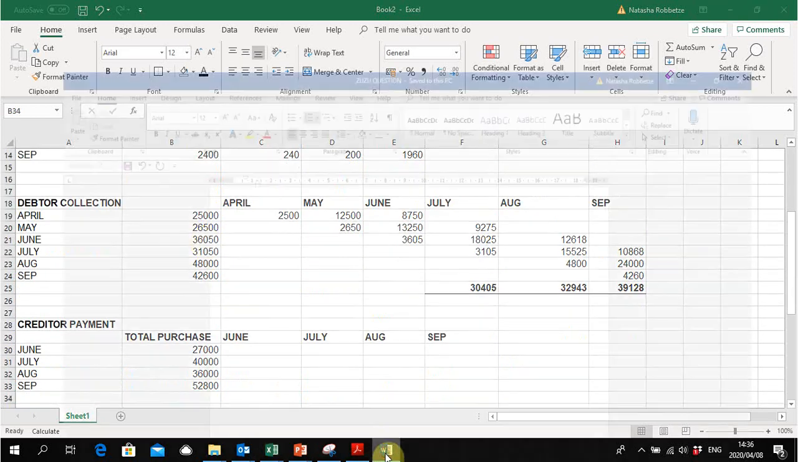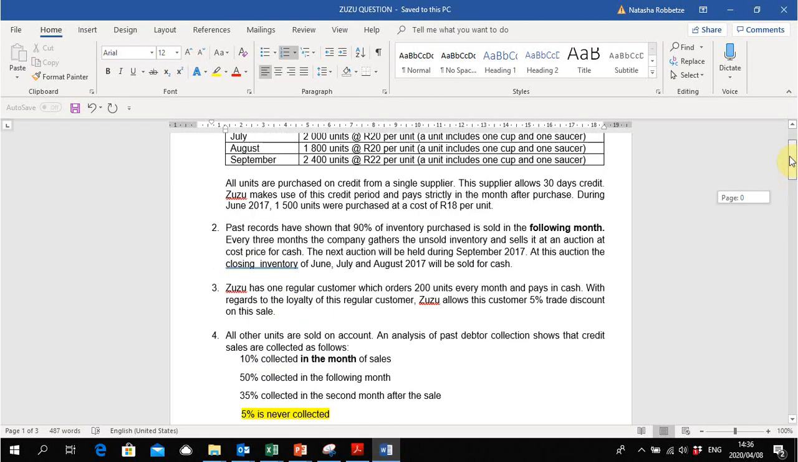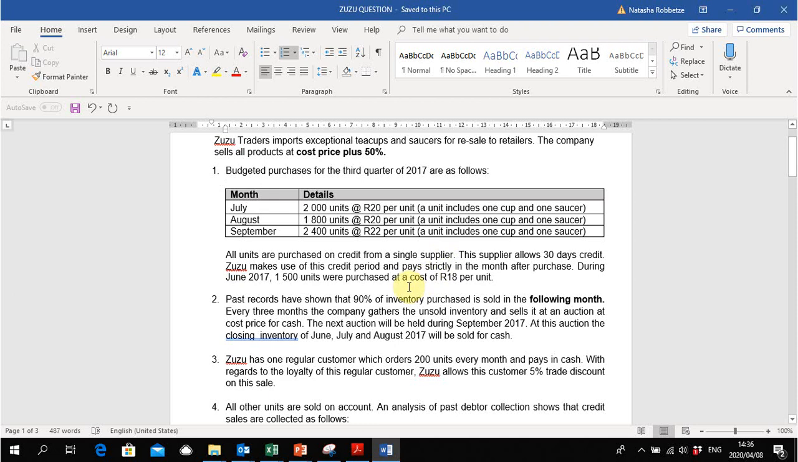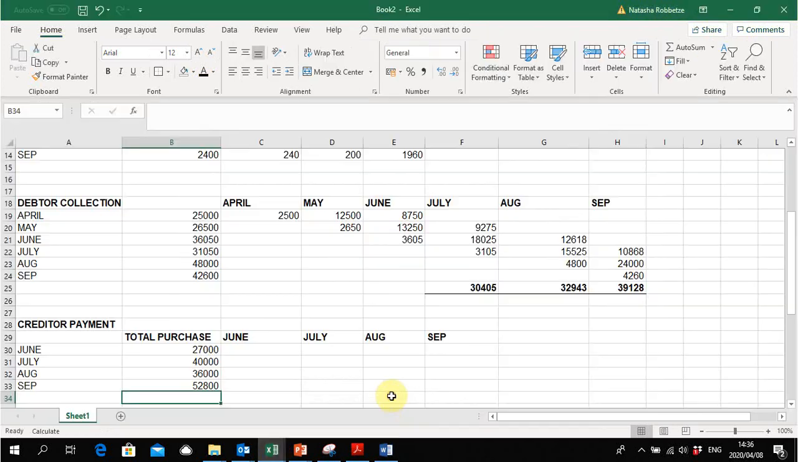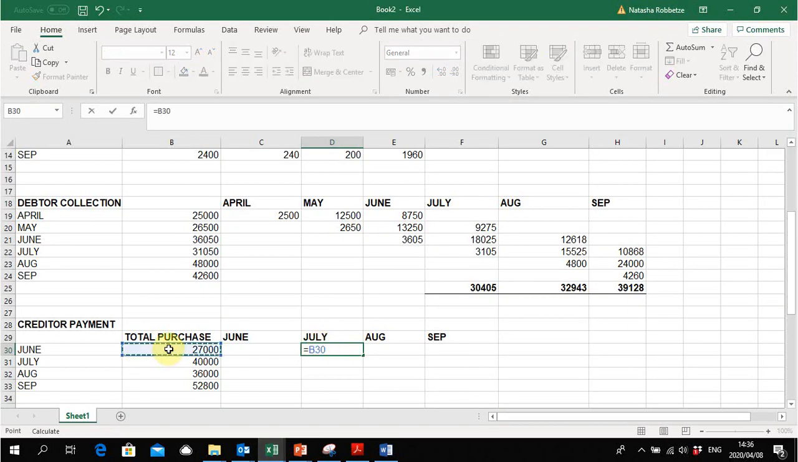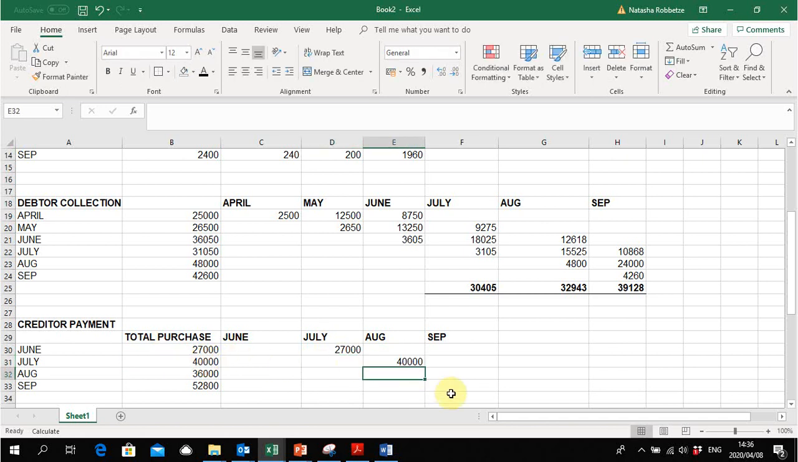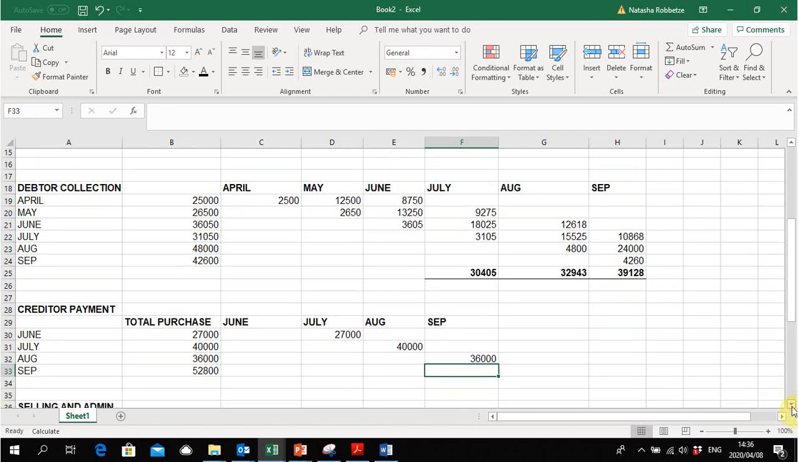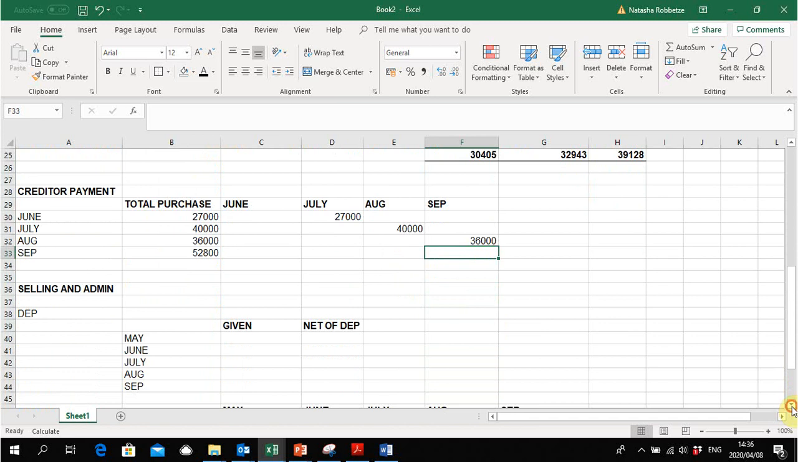We are told in the introduction of the question that we have a credit period and that we pay 1 month after purchase. So in this calculation, we will basically say for June, we will have a payment in July, for July a payment in August, and for August a payment in September. I'm not calculating October because it's not required.